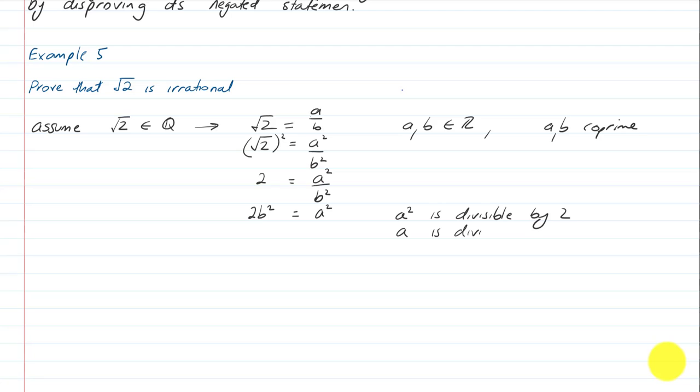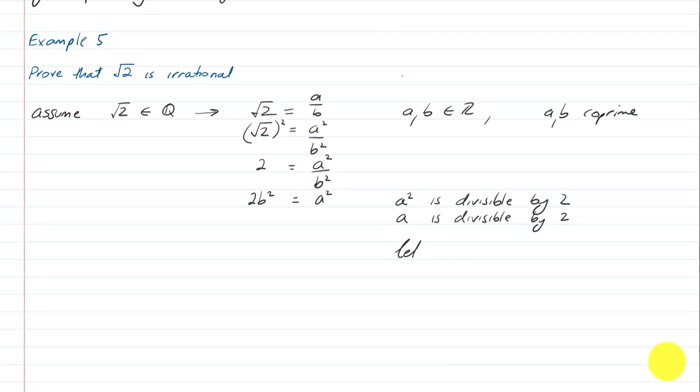And this means that if a squared is divisible by 2, then a must be divisible by 2. And that is almost certainly a proof that you've done as part of your direct proof work. If a squared is divisible by 2, then a must be divisible by 2, and of course, it comes from the fact a is an integer. So therefore, we could say, well, let's let a equal 2n, where n is an integer, so n exists in Z. And so we get this.